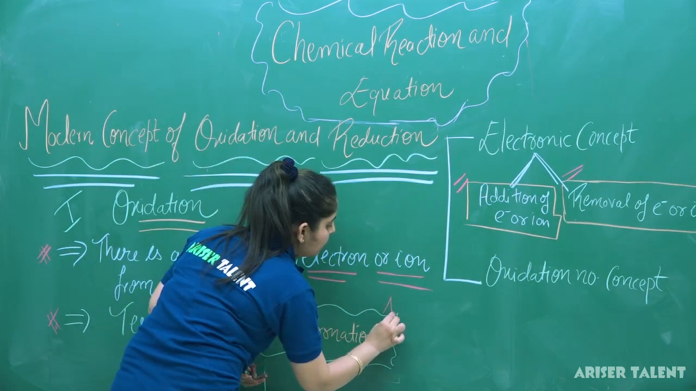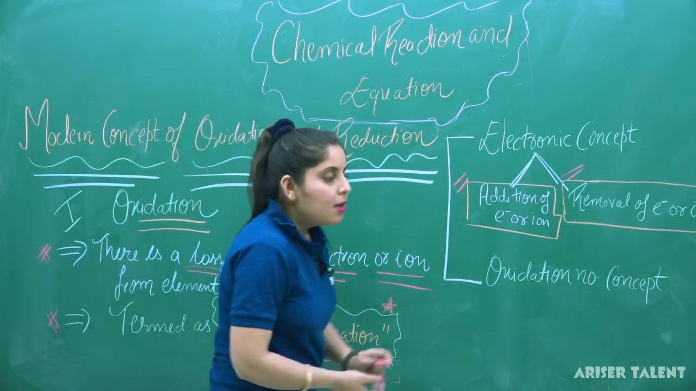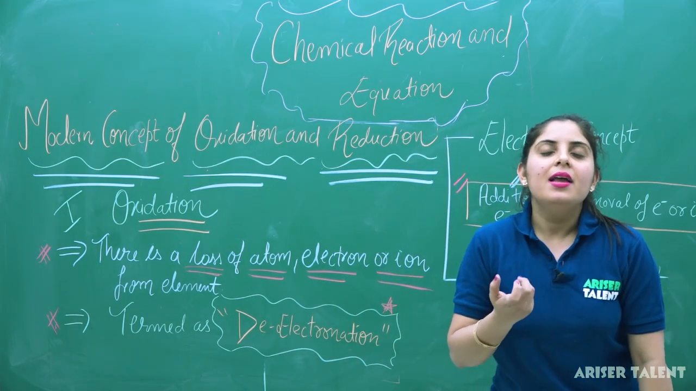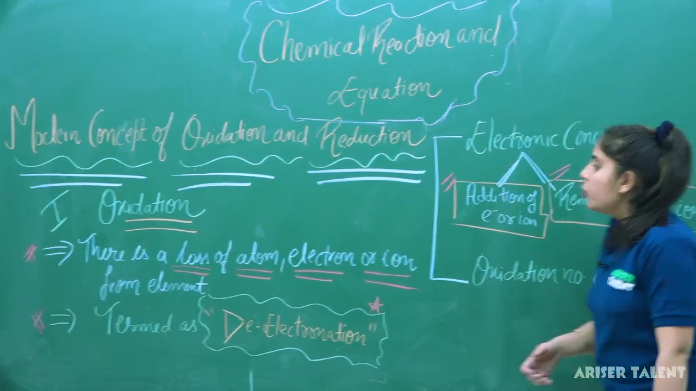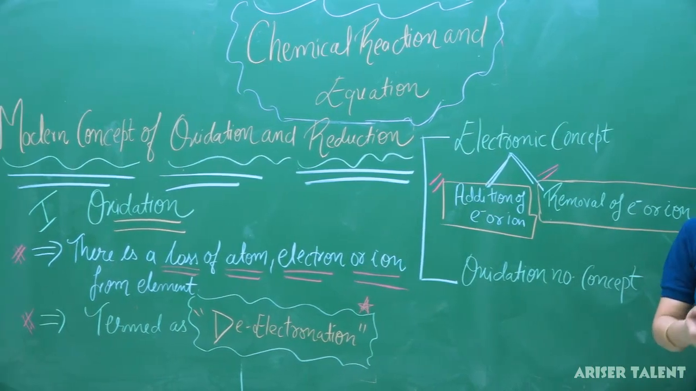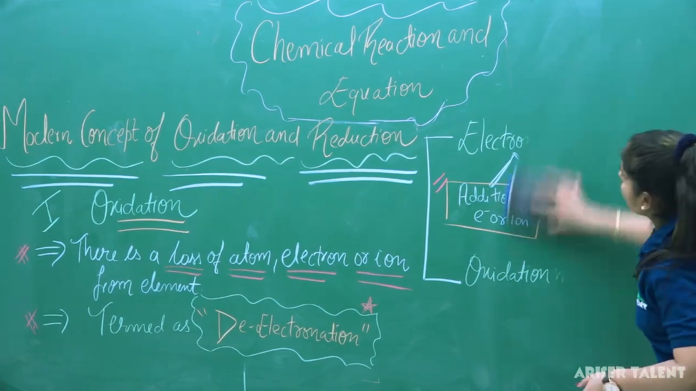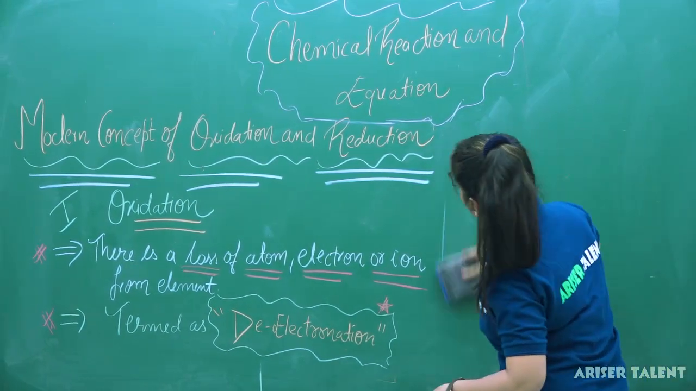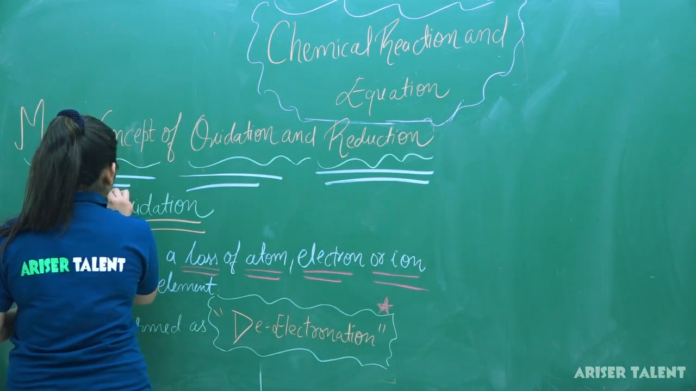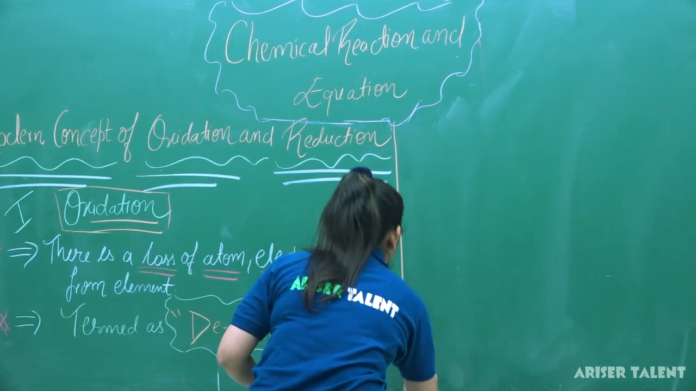So this is all about oxidation. Now, we will take an example and understand it with the help of an example, how a cation is added, an anion is added, or about the molecule. You can copy it from here, so we can proceed to our next topic. So in case of oxidation, we have four categories.